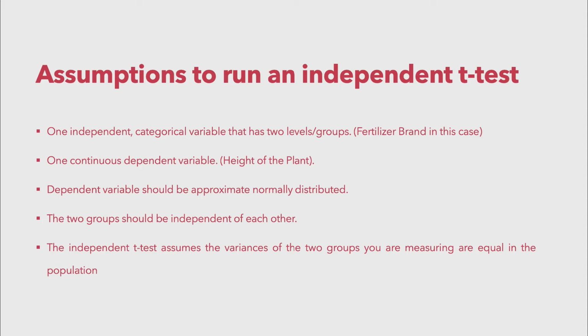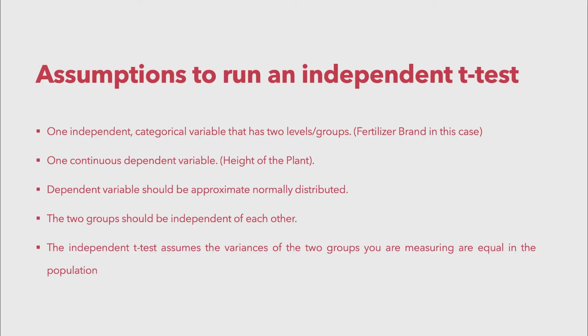Once the normality assumption is also met, we need to be sure that the two groups are not related, that the two groups are independent of each other. In this case, there are no plants which have been treated with both of the fertilizers. So plants which were given fertilizer brand F1 were unique, and the plants which were treated with fertilizer brand F2 were unique. So the two groups are unrelated to each other.